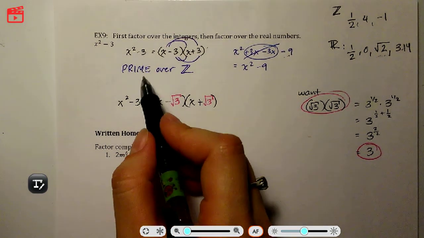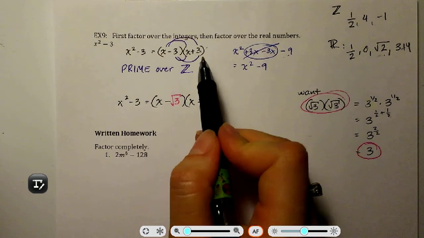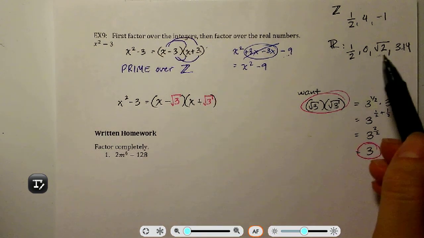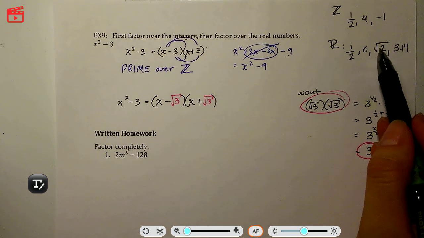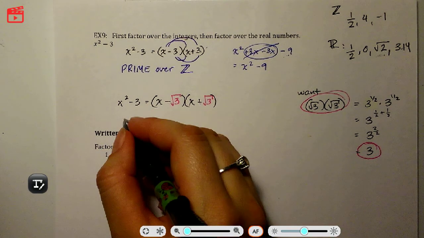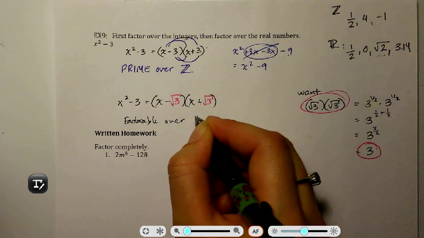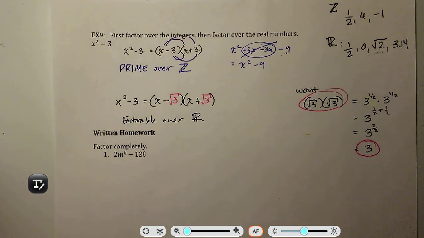So x squared minus 3 is prime over integers, but if we expand the kind of numbers we're allowed to use, so for example, we're allowed to use radicals and whatnot, then we can actually factor this. So it's factorable over the real numbers, because then we can include radical choices. Okay, so be careful when they ask you to factor if we're factoring over just the integers or the real numbers. Most of the time, we ask you to factor over integers. But if you ever have a question about that, please feel free to ask me.